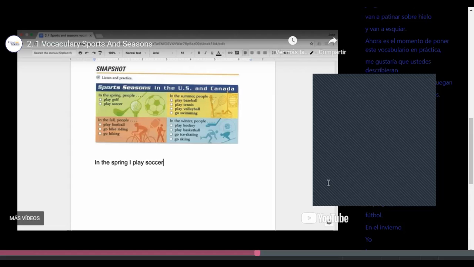For example, soccer también. Football. Basketball. So in summer, yeah, in the summer, I play soccer. Yes. Skateboarding. Yes, in the summer I practice skateboarding. Who else?